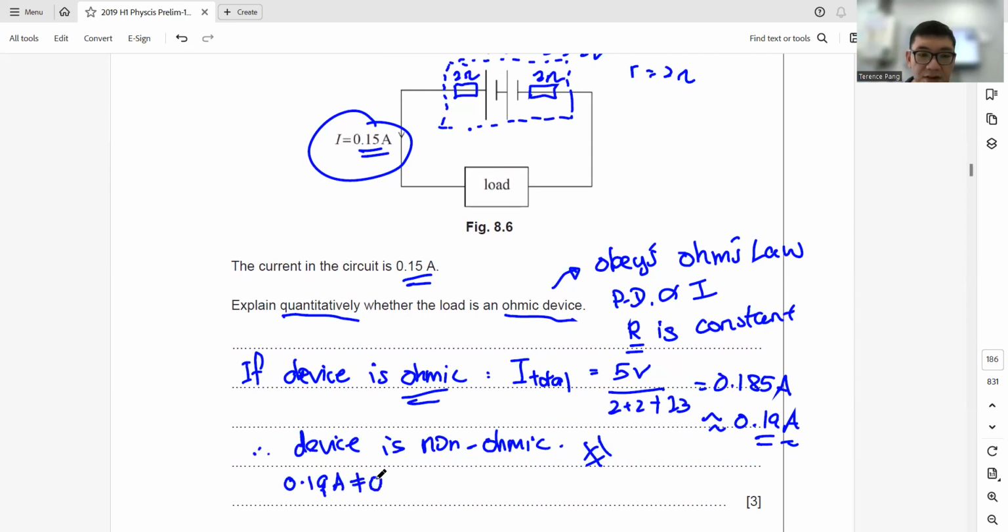Any questions? Okay, a few things to take note of. You should get 1 mark for displaying your understanding of Ohm's law, that R is a constant, so you've got to put this in. 1 mark for showing your working. The last mark is for comparing your values. So this is where the 3 marks are allocated. You've got to take note of that.